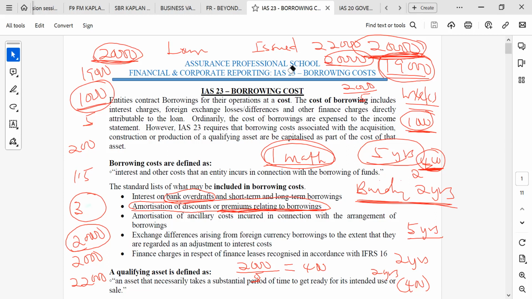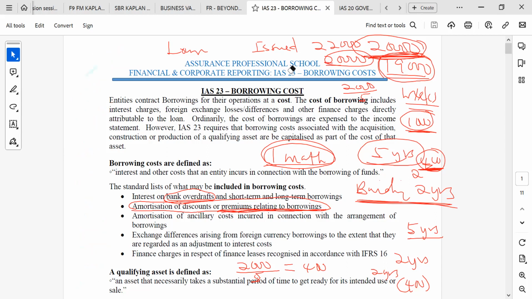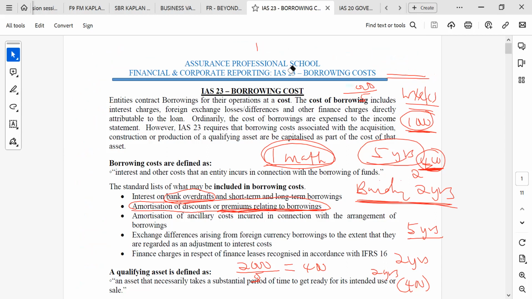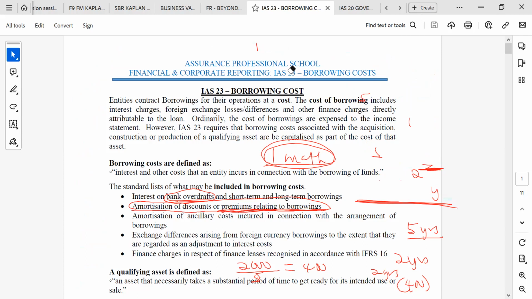to the auxiliary cost in connection with the borrowing. Are we clear with the amortization?